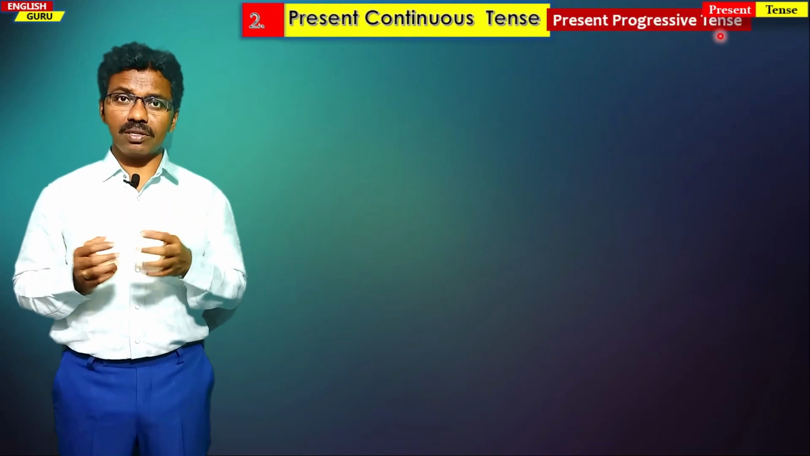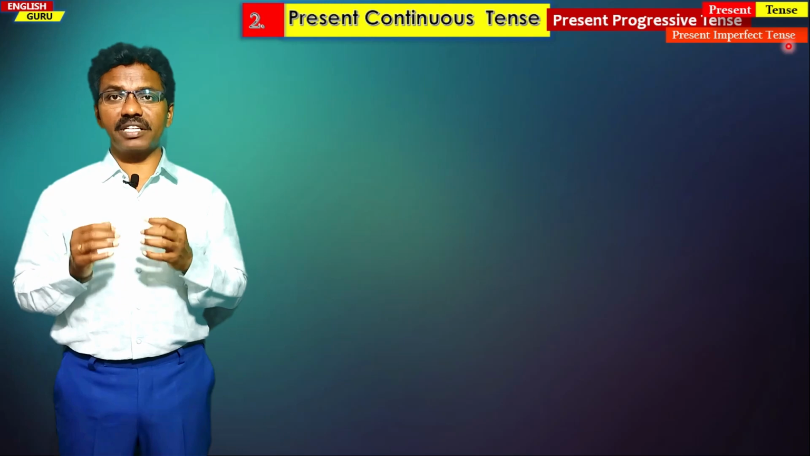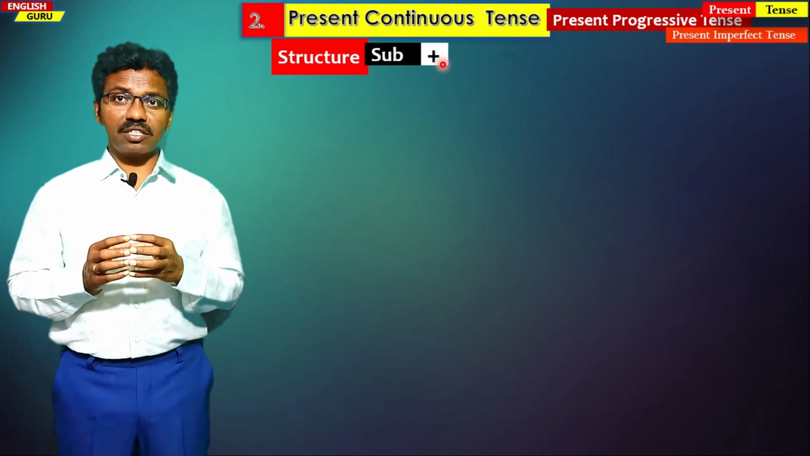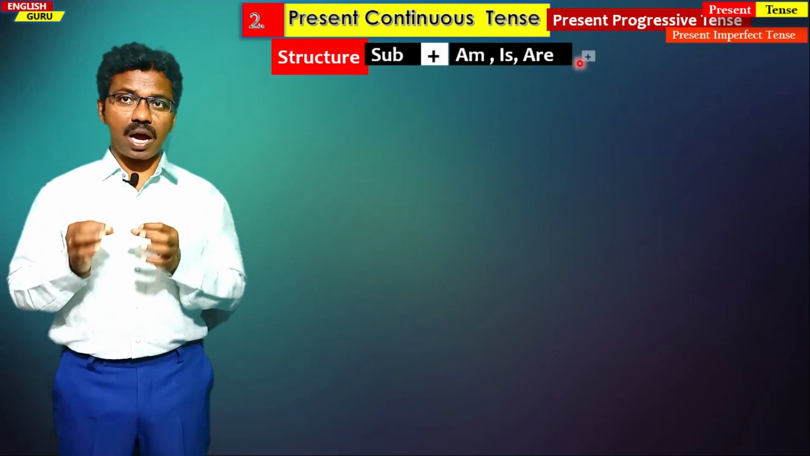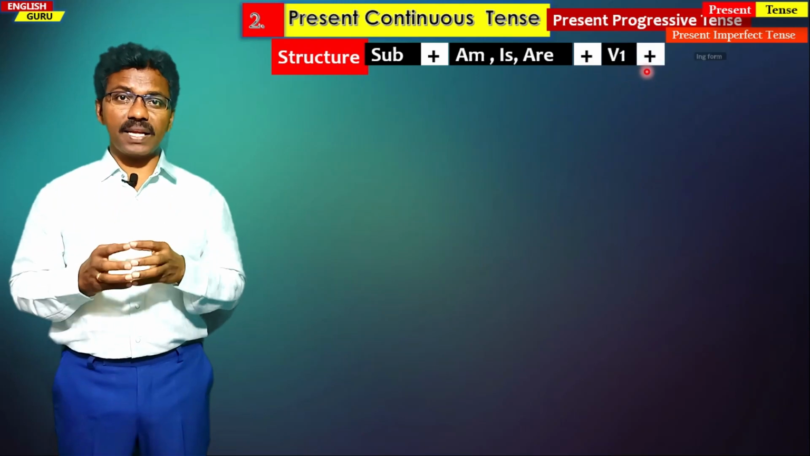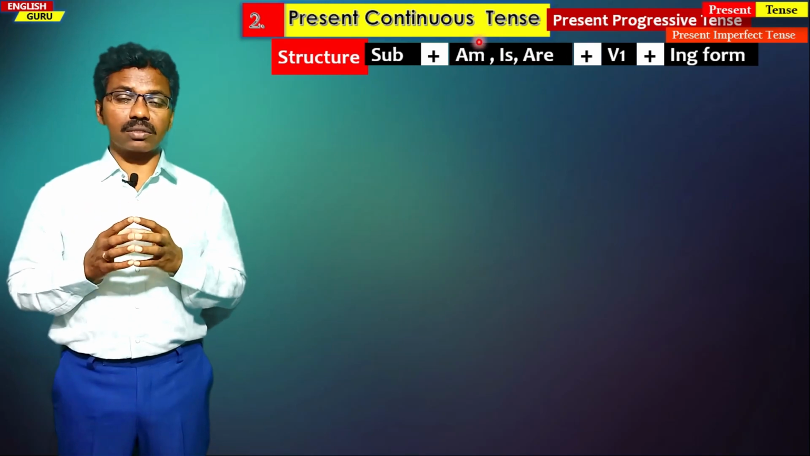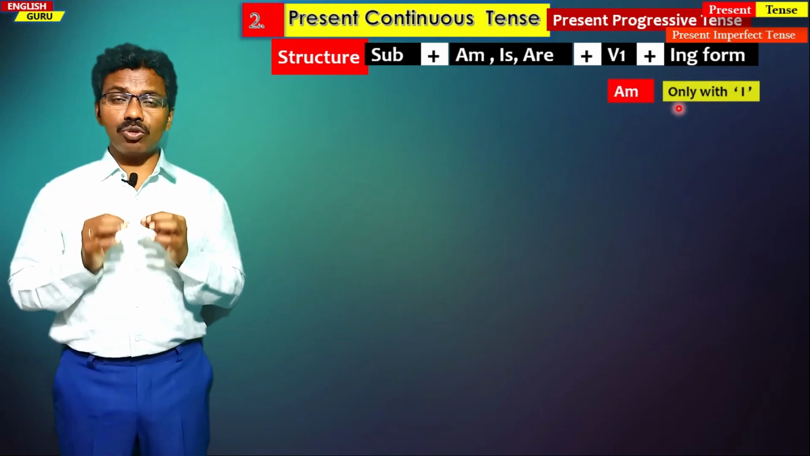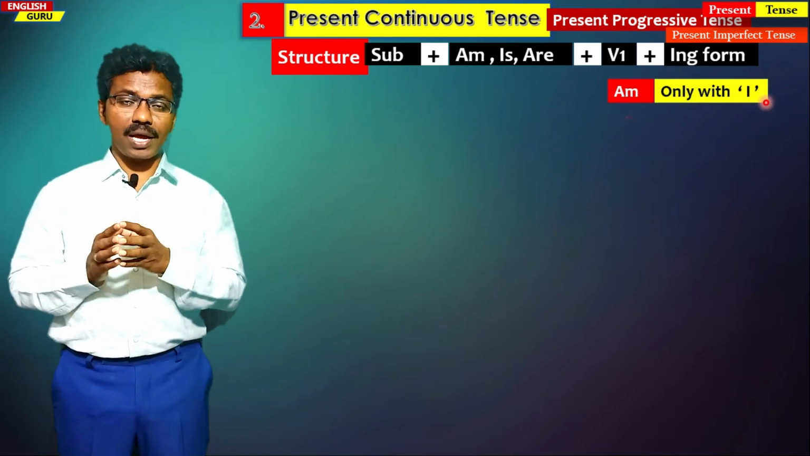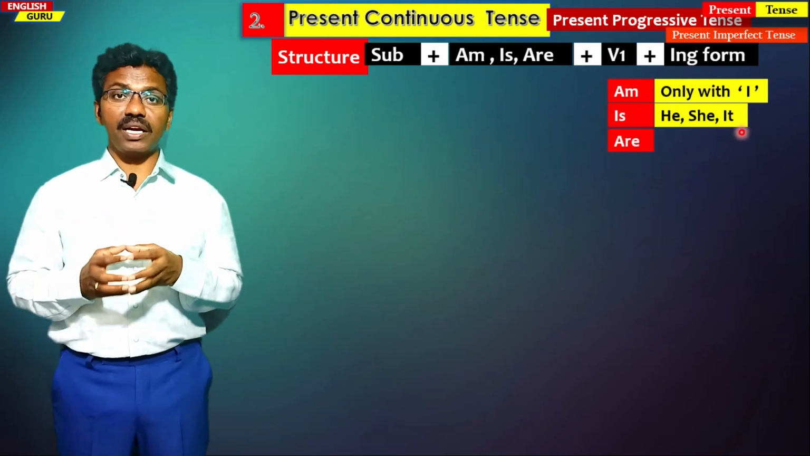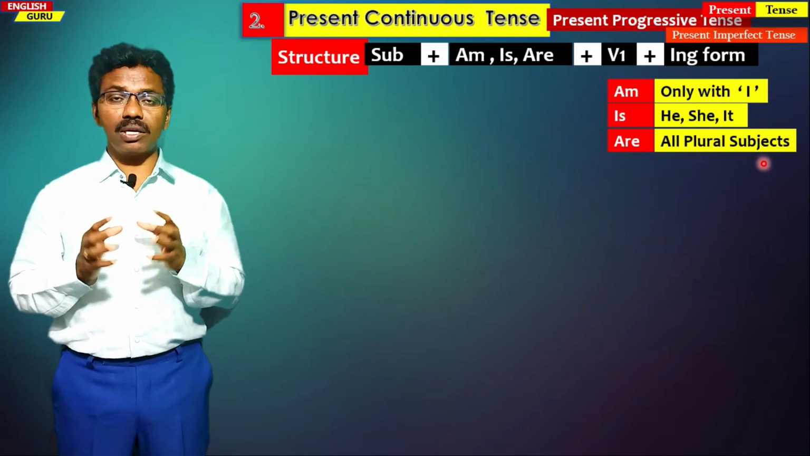And the second one in the present tense is present continuous tense. It is also called present progressive tense, and it is also called present imperfect tense. And the structure of a sentence in present continuous tense is subject plus am, is, are plus verb 1 plus ing form. So here the helping verbs am, is, are are used, and am is used with only the first person singular I, is is used with third person singulars he, she, it, and are is used with all the plural subjects.